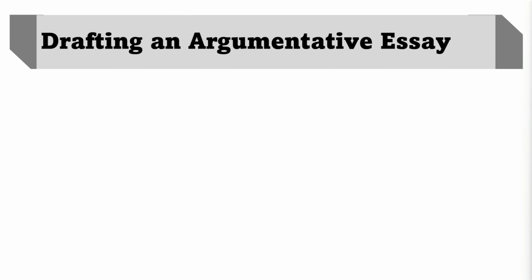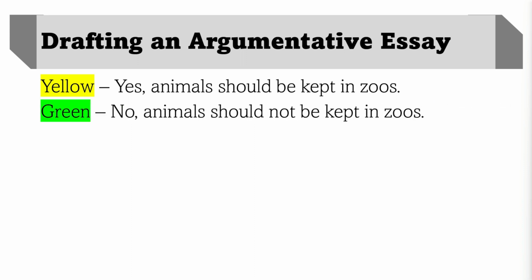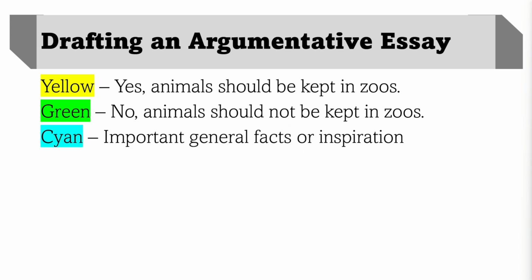Now that you have your sources, you must consider using different highlight colors to select the evidence. You could use yellow to select all the evidence supporting a yes position, meaning animals should be kept in zoos. You could use green to select all the evidence supporting a no position, meaning animals should not be kept in zoos. Additionally, you could use cyan for evidence that you're not sure of where it falls, or for inspiration to begin your introduction or any other paragraph.